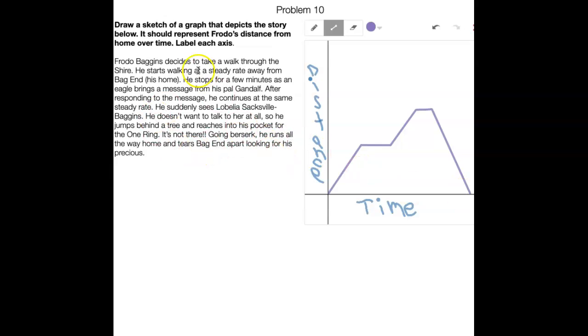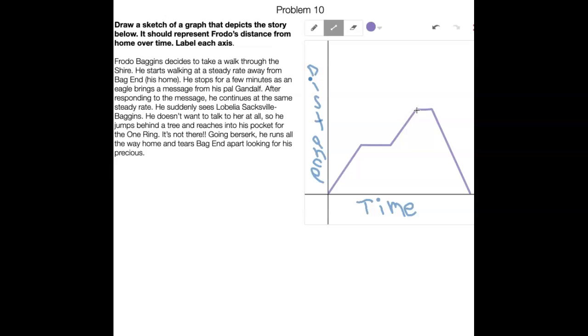So Frodo Baggins decides to take a walk through the Shire. He starts walking at a steady rate. So here's that. He starts walking at a steady rate away from Bag End, his home. He stops for a few minutes. That's his flat part. He stops for a few minutes as an eagle brings a message from his pal Gandalf. So he reads that. After responding to the message, he continues at the same steady rate. So he's continuing here at the same steady rate.